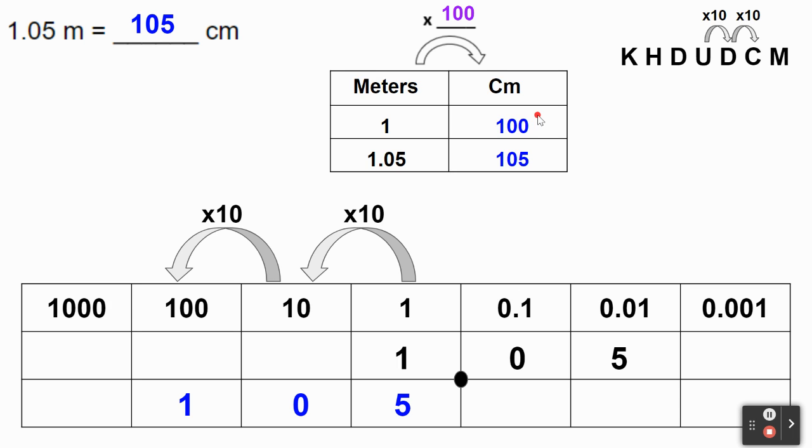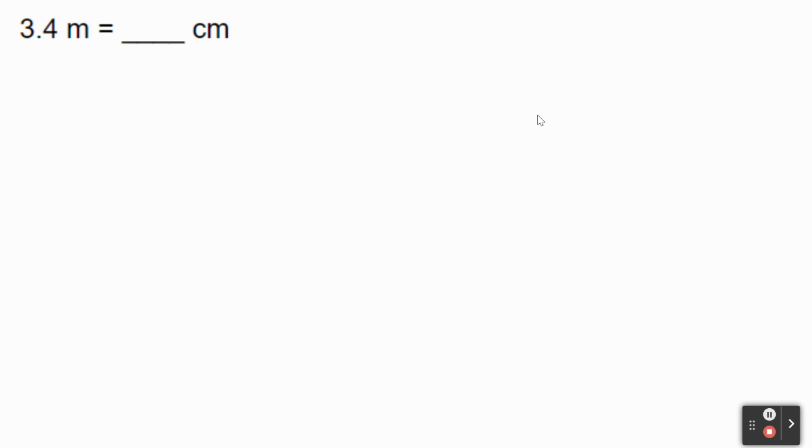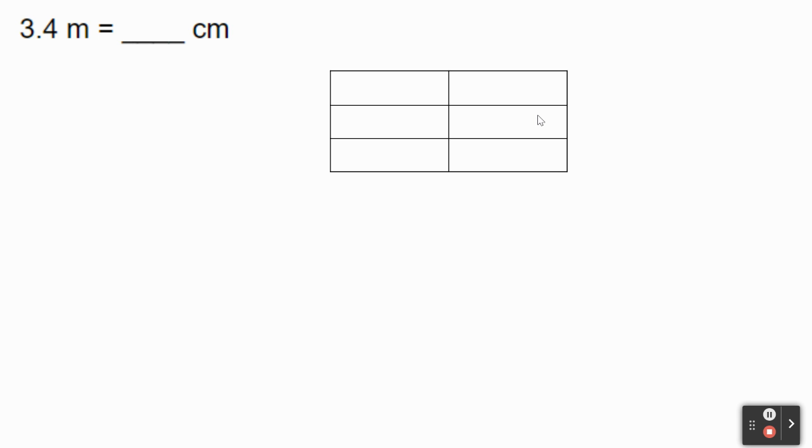Let's try another problem. Here we have 3 and 4 tenths meters rewritten as centimeters. Let's start with our table. We'll have the meters at the start because that's the unit we're starting in, and centimeters at the right because that's the unit we're ending in. We'll use our mnemonic device. King Henry died unusually drinking chocolate milk.